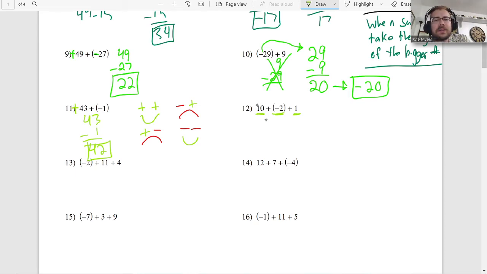But notice we're just going to do 10 minus 2 here. That's just 10 minus 2. I'm going to be subtracting. The signs are different. So that's 8. And then I still have to do 8 plus 1, which is 9.